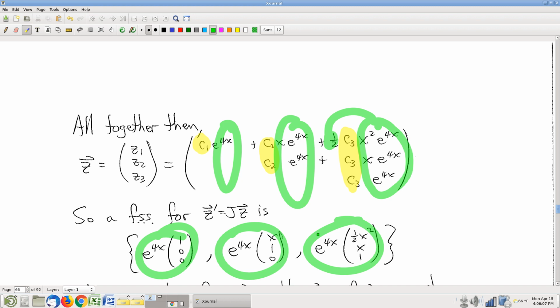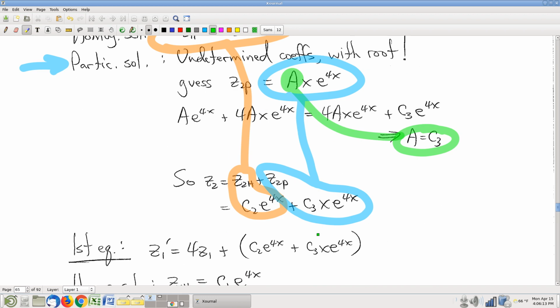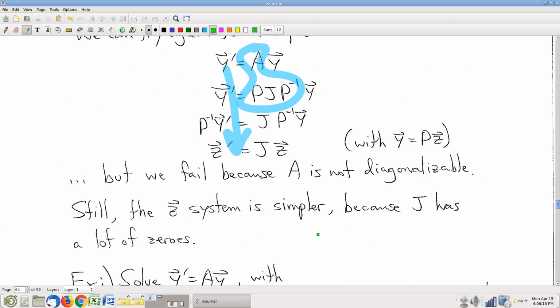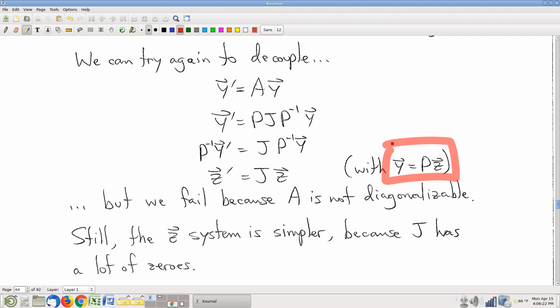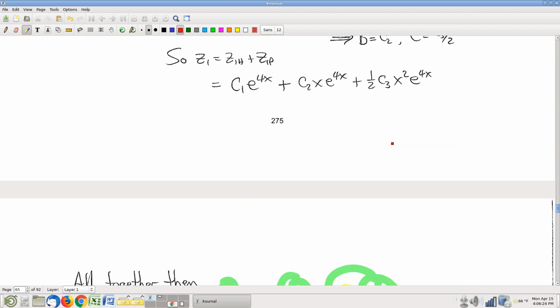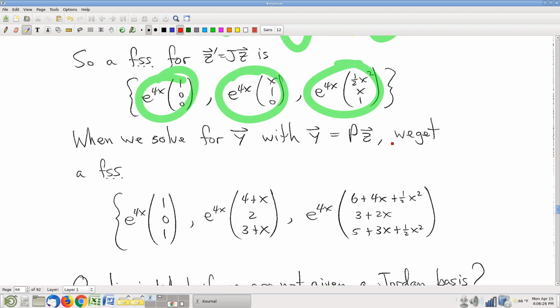Whoops. Don't spike the football on the 2-yard line, right? Don't forget these are the Z's. This is not the Y's that we were looking for. Those are Z's. The Y's are, where did it go? Here it is. The Y's are P times Z, so don't forget that last step to multiply by the P matrix, and here you go, multiplying by the P matrix.